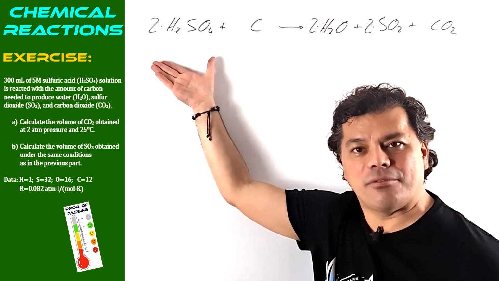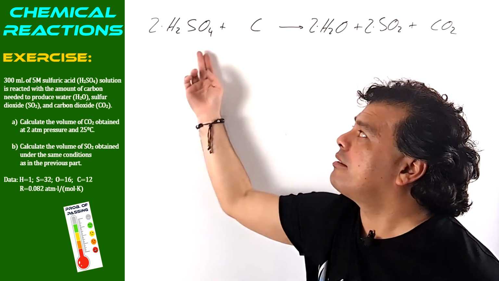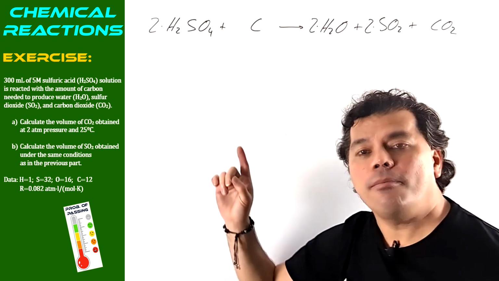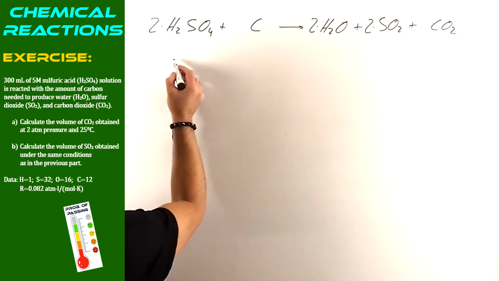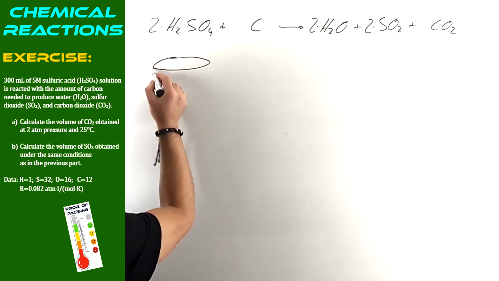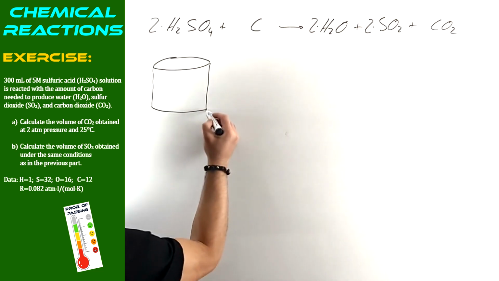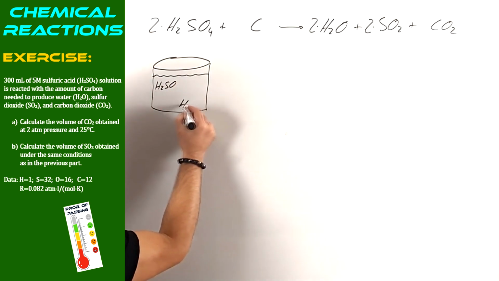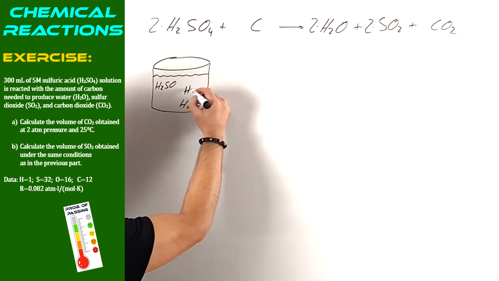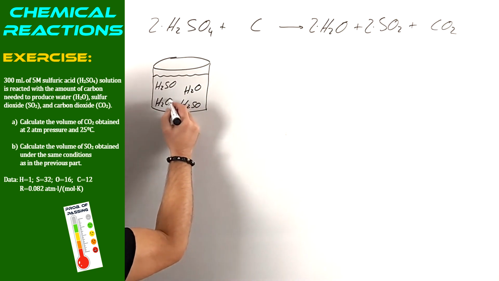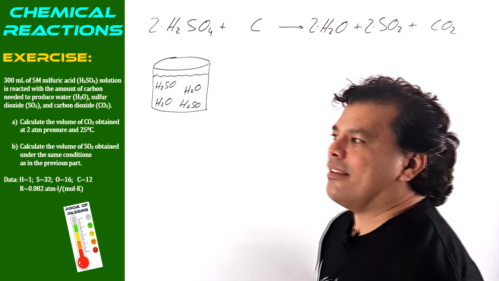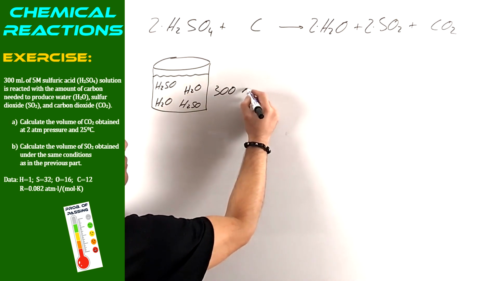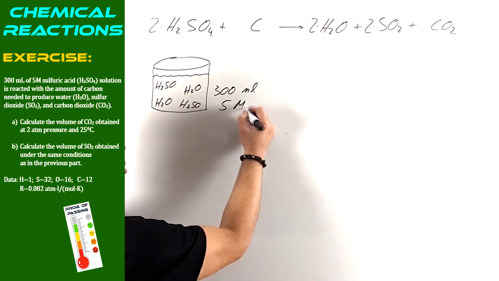So let me draw the situation for you. It says that the sulfuric acid is not coming in the form of grams, but in the form of a solution. It's a glass which contains sulfuric acid. There you have it, sulfuric acid, but also with water. And they are telling us that there are 300 milliliters of this solution, 5 molar.